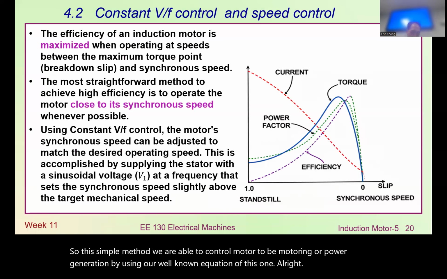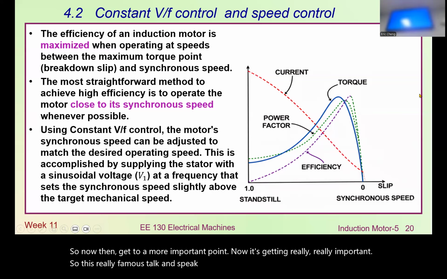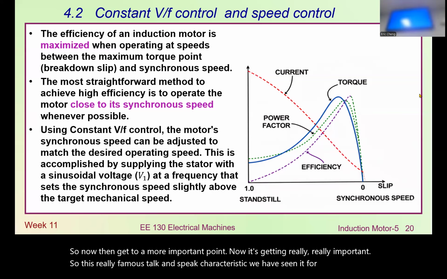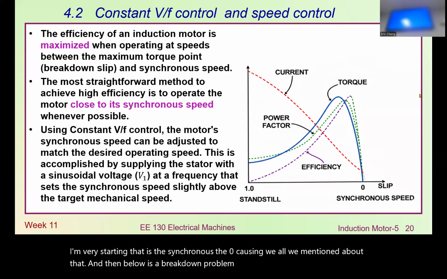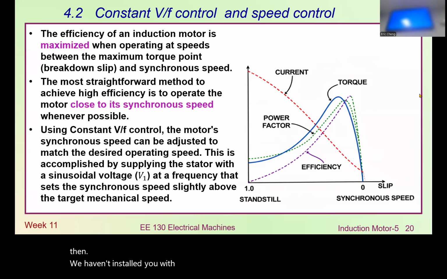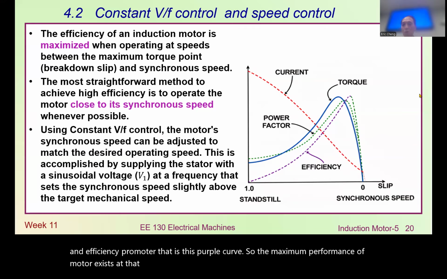So now, get to a more important point. Now it's getting really, really important. This really famous torque and speed characteristic, we have seen it many times. Again, that's the stationary or standstill and starting. That is the synchronous, the zero constant, we already mentioned that. And then we know the breakdown torque in here. This torque is the breakdown torque. We haven't shown you the efficiency of the motor, but we did sketch the efficiency of the motor. That is this purple curve. So the maximum performance of the motor exists at that point for most induction motors.